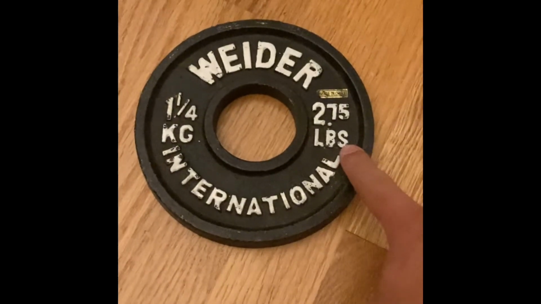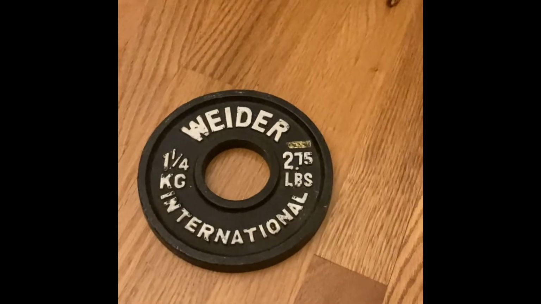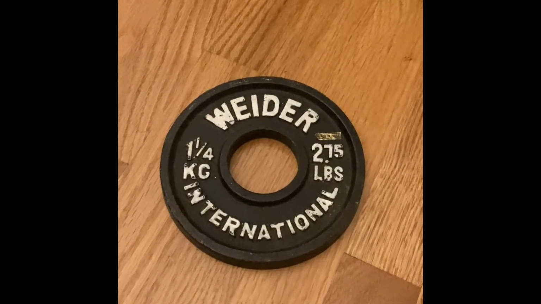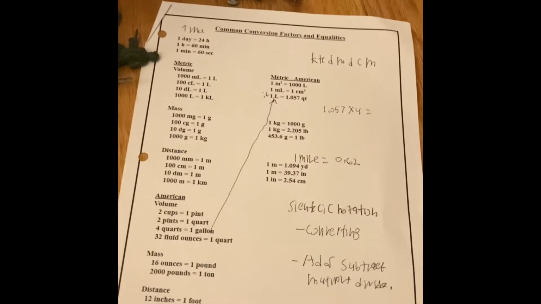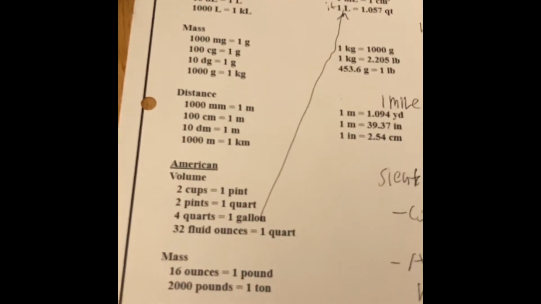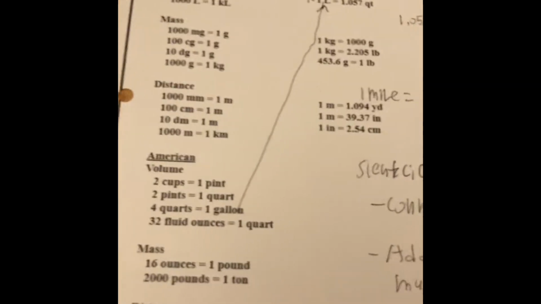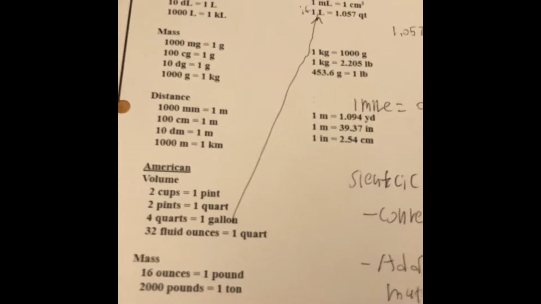So what we want to find is how many grams it would weigh if we measured it. What can help us is this sheet, because it gives us the measurements from metric to imperial and vice versa.